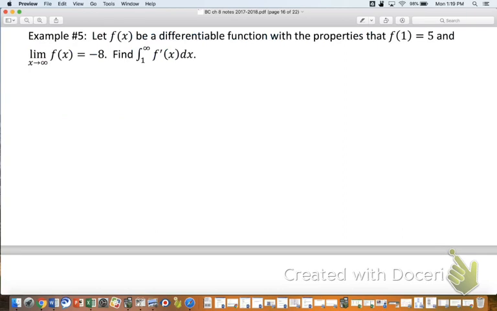If you guys are supposed to find this whole integral from 1 to infinity of f prime of x, isn't this one of the ones where the fact that it's improper is a little bit more obvious? What's the dead giveaway? The infinity, right? It's obviously improper. And so if you don't use a limit, you're going to have some issues.